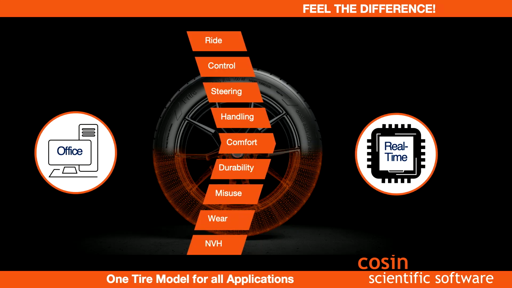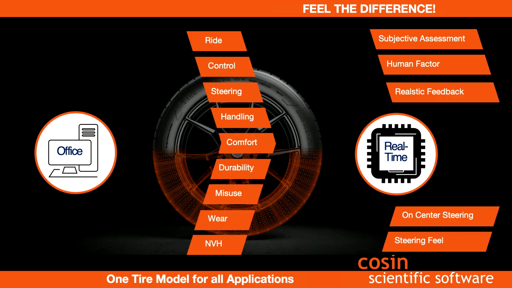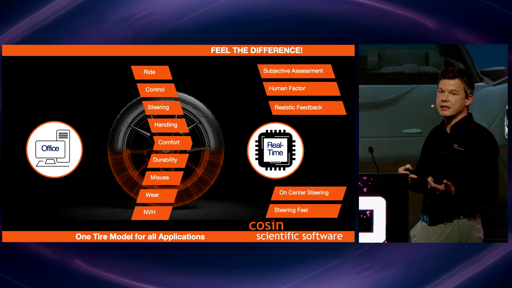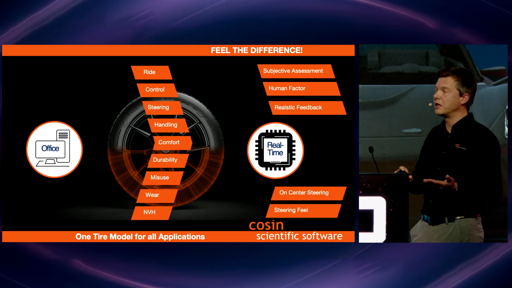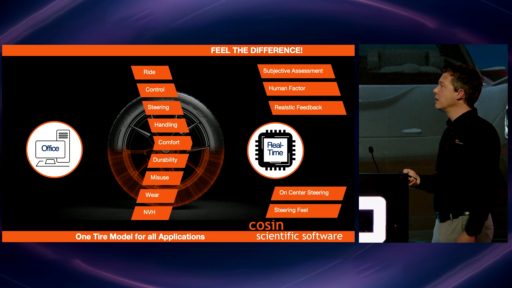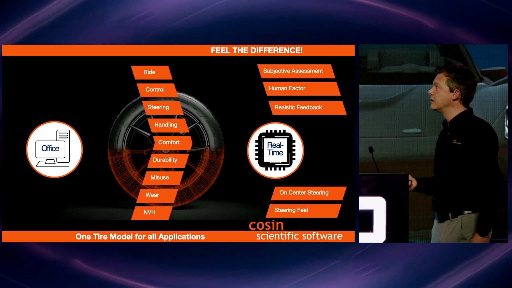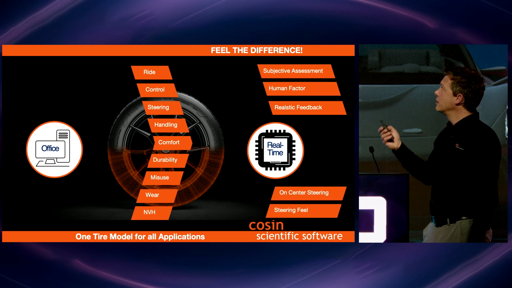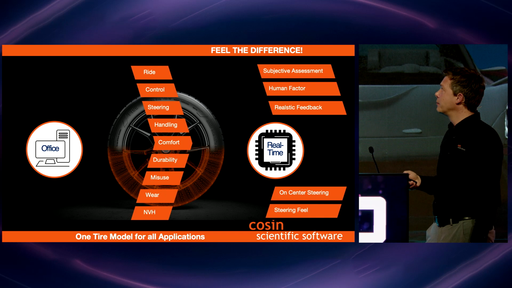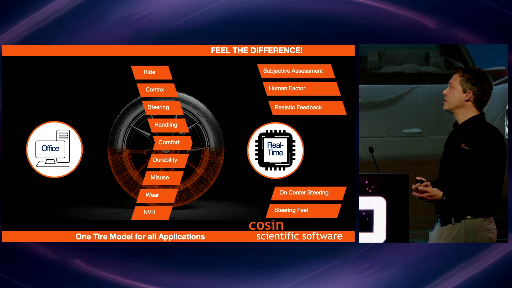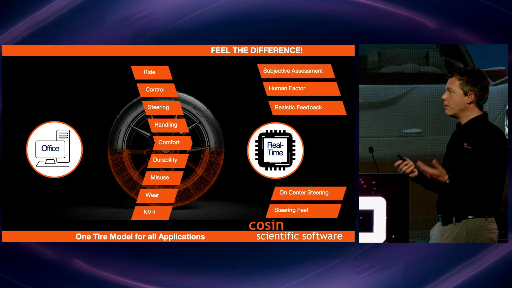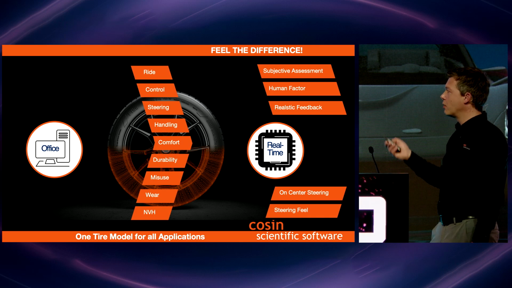These are the applications you all know from the office, switching to real time. But what we found in the past months or past 2 years is that there are many new applications which cannot be tested in the simulation way of sitting in front of the computer, but by sitting in the DIM, driving the vehicle in a driving simulator. So subjective assessment, human factor, the realistic feedback that FTire offers, which makes it more realistic, and so on-center steering feel was mentioned already.